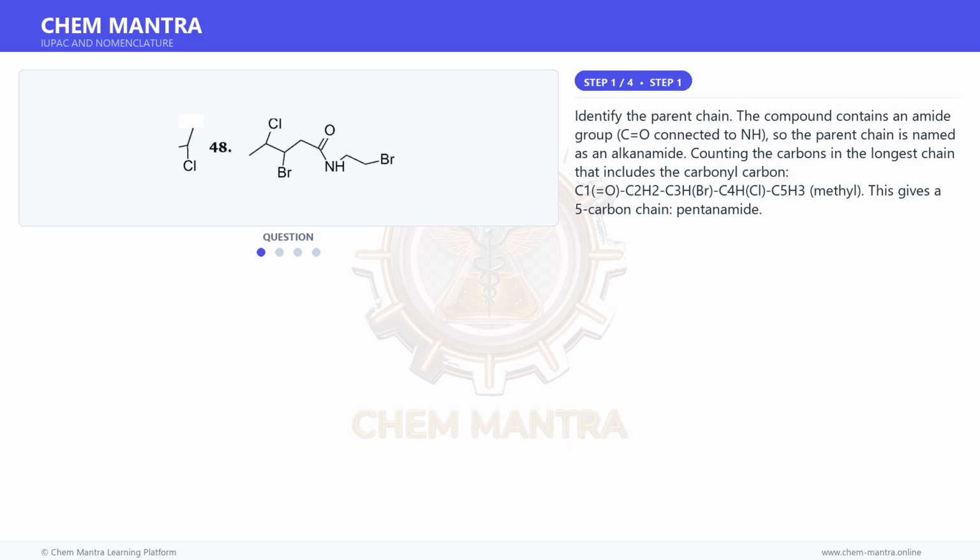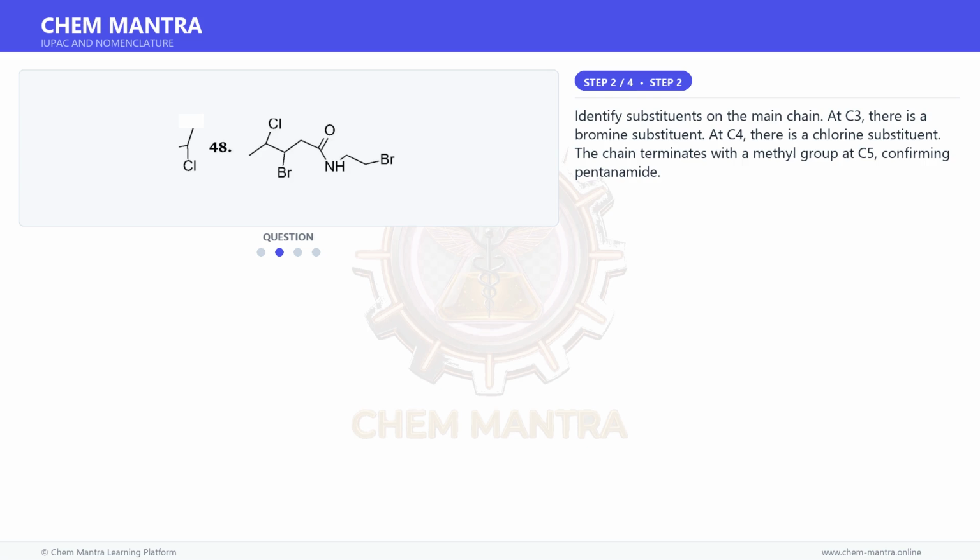Identify the parent chain. The compound contains an amide group. C=O connected to NH, so the parent chain is named as an alkanamide. Counting the carbons in the longest chain that includes the carbonyl carbon: C1 is C=O, C2 is CH2, C3 is CHBr, C4 is CHCl, C5 is CH3, methyl. This gives a 5-carbon chain, pentanamide. Moving on to the next step.